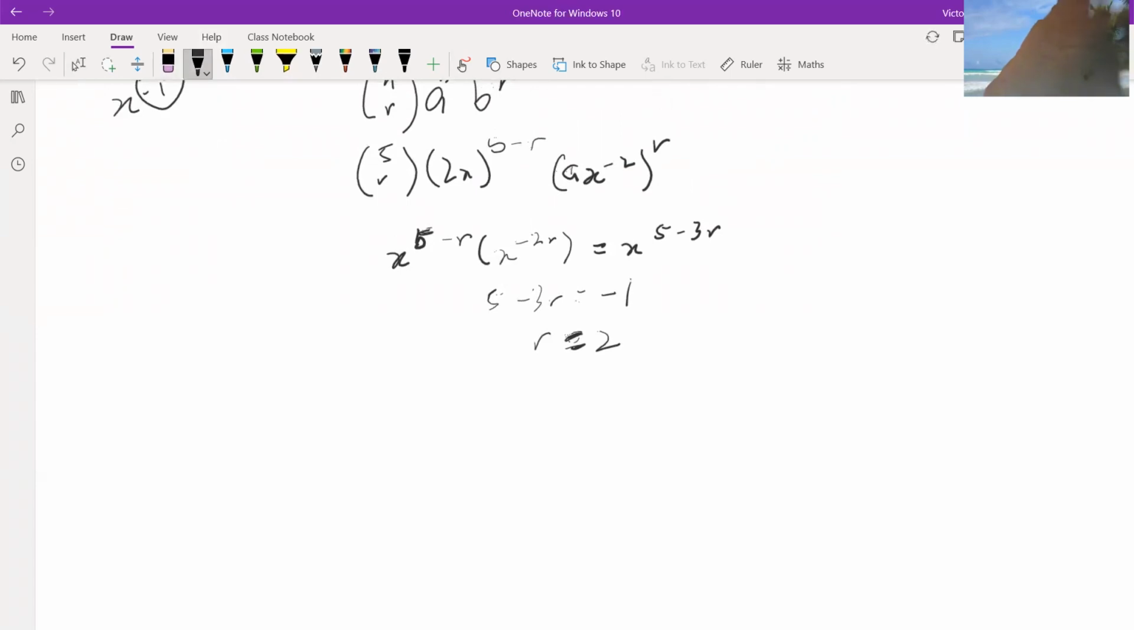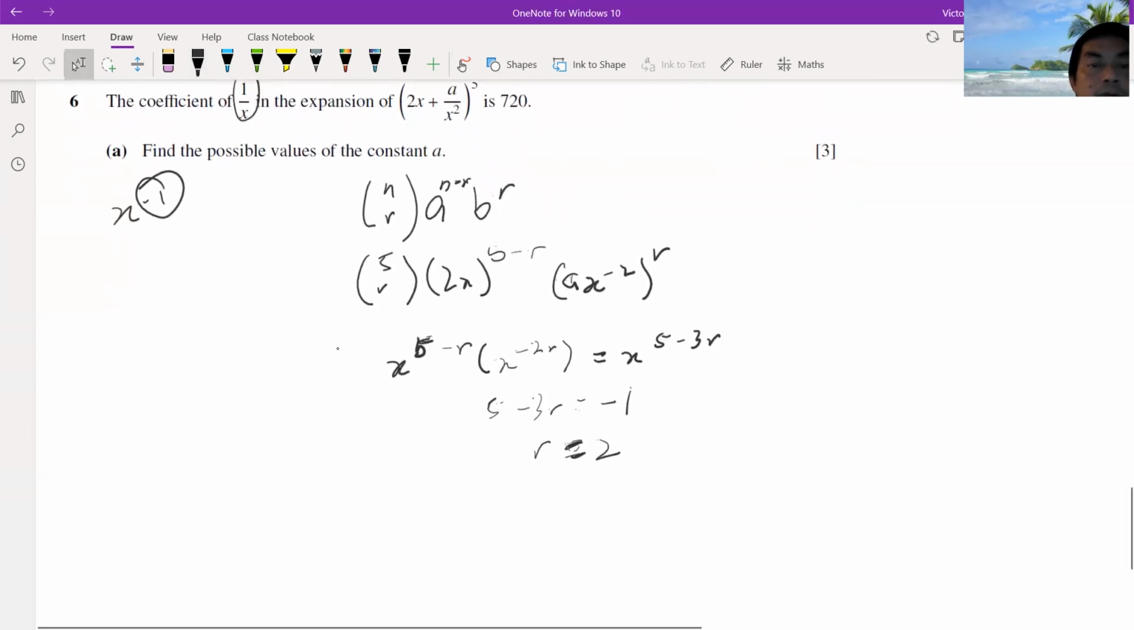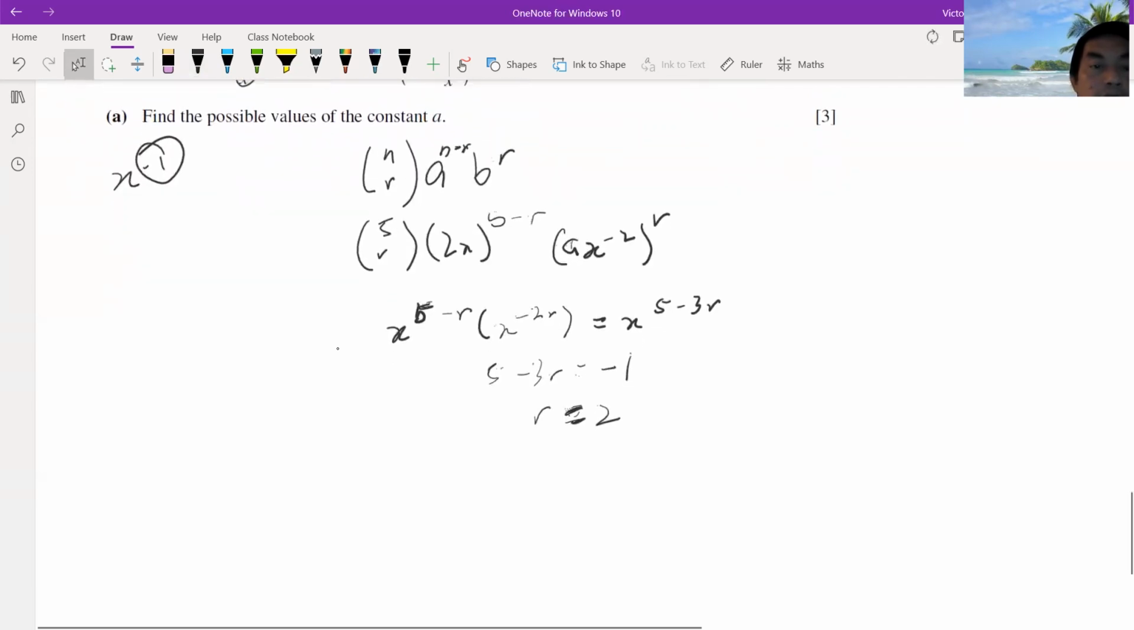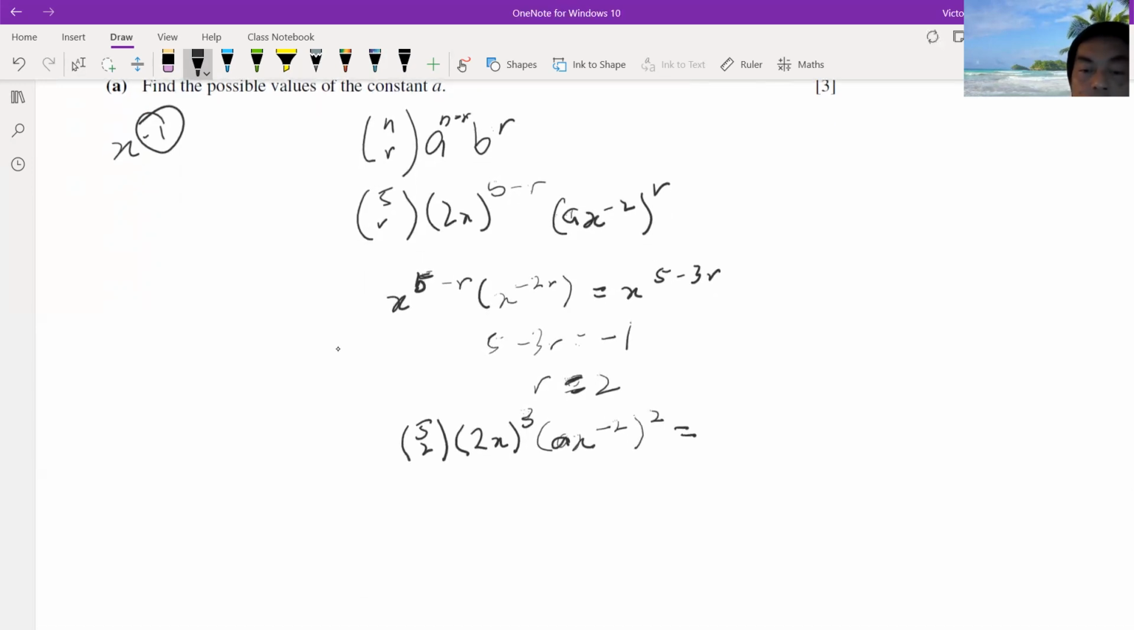Why is the pen not moving? So the term in 1 over x should be 5C2 (2x) power of 3, (a x^-2) power of 2, which is 10, 8x cubed, a squared x to the power -4. This will give you 80 a squared x^-1.